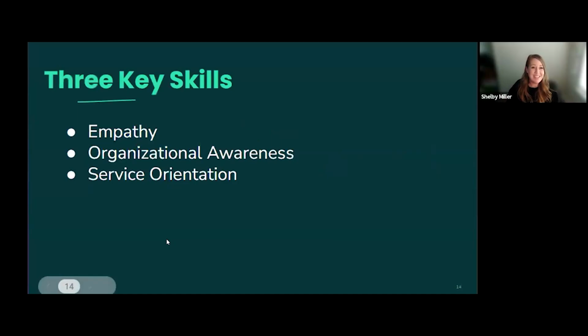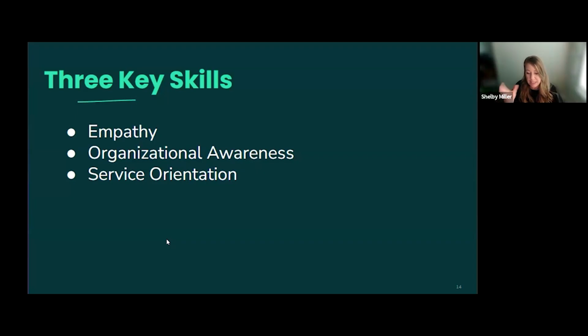But we've got 3 key skills inside of social awareness, and those are empathy, organizational awareness, and service orientation. When we talk about being really skilled in social awareness, these are the areas we want to focus on. Today, we're just going to focus on empathy, specifically because empathy is the foundation. It's the skill that lets us truly sense what others are feeling and thinking, and it underpins the other 2 social awareness skills. So we'll talk about those in our next time together.